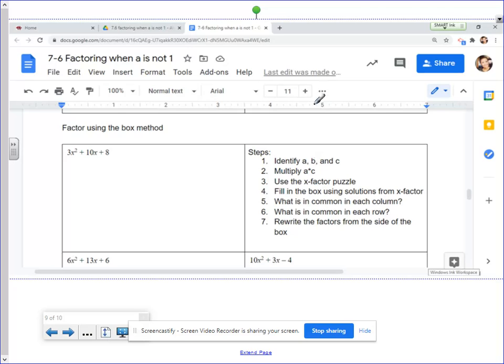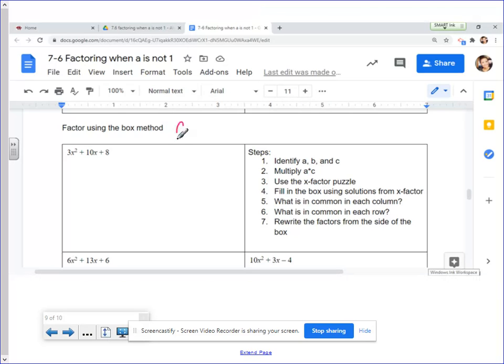So it says identify A, B, and C, and I'm going to remind you, you have ax squared plus bx plus c. That's how you know what A is, what B is, and what C is. So A in this case is 3. B in this case is 10. C is 8. So first step says identify A, B, and C. That's what we just did.